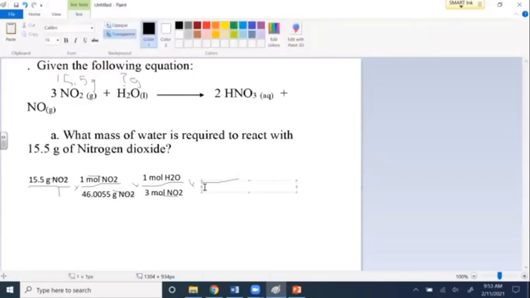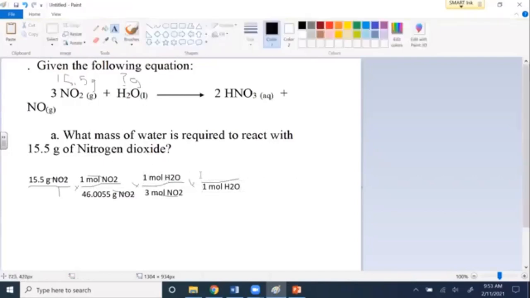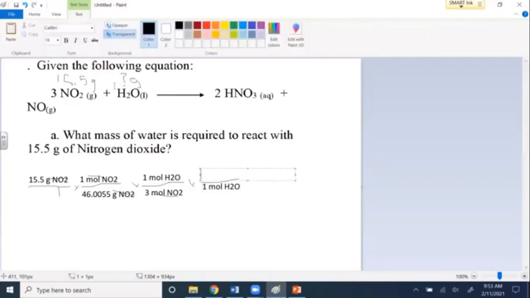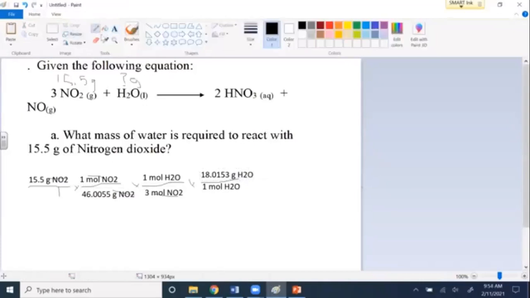My last step, once again, is going to be multiplying by the molar mass over 1 mole. This last fraction will always be 1 mole of my unknown. It's 1 mole H2O, and then the molar mass of H2O on the top of this fraction, 18.0153. I can reiterate again, the first fraction, the second fraction, and the fourth fraction always have a 1 mole on it. The third fraction, the numbers in front of moles come from your balanced chemical equation. So moles H2O cancel out, and I'm ready to solve this problem.